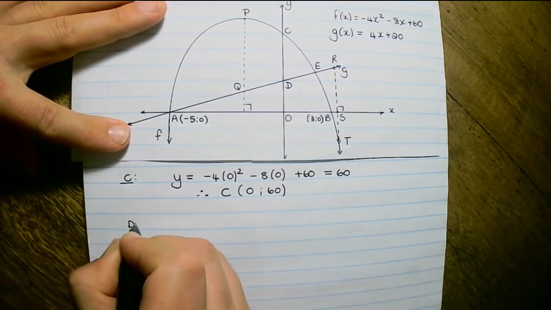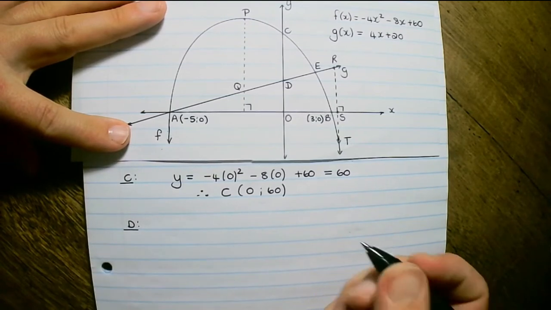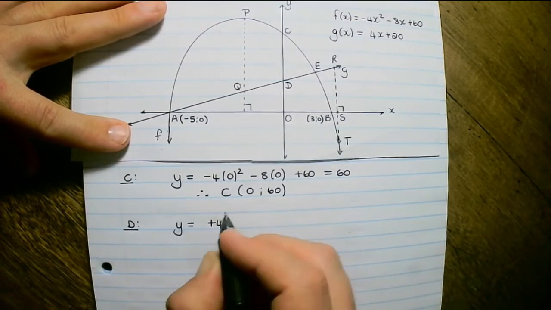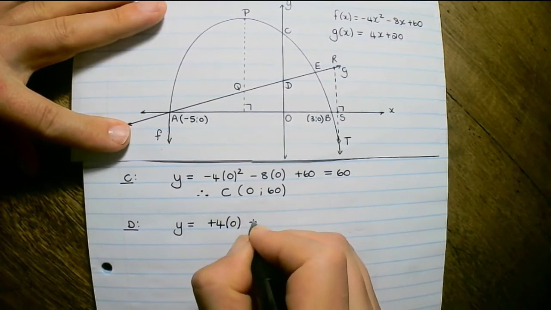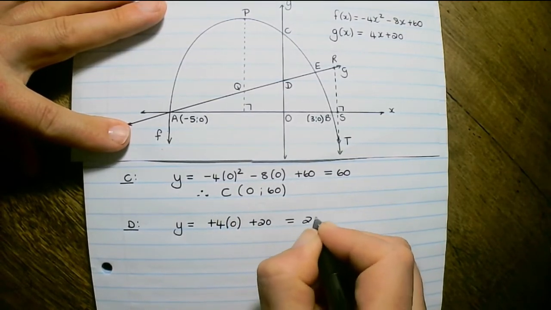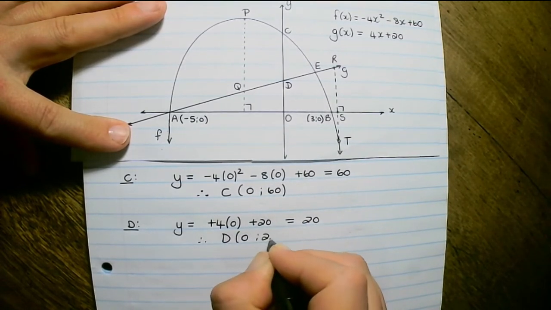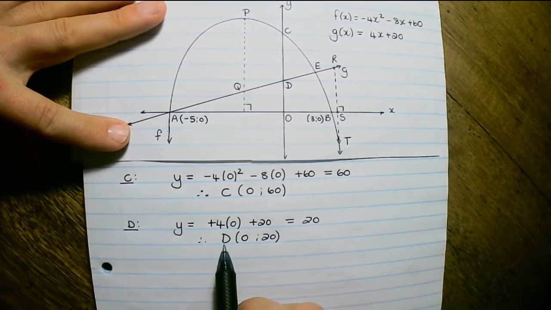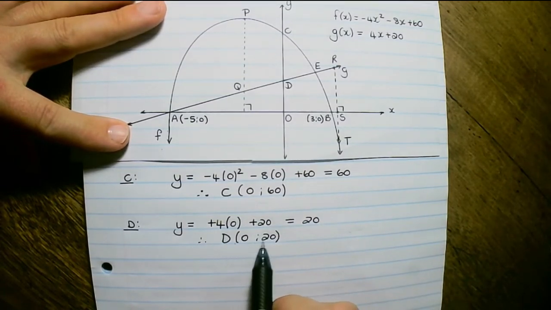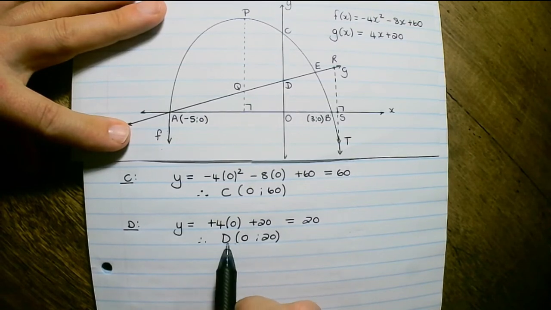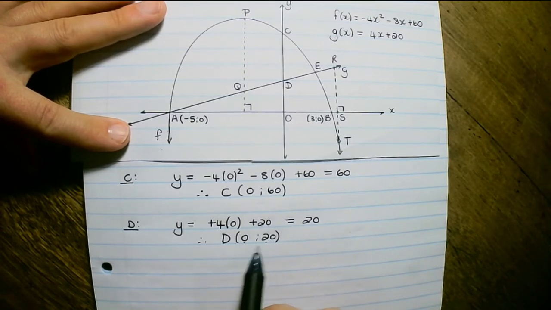And in the same way, I can find the coordinates of D. So y is equal to 4 times 0 plus 20, which is equal to 20. Therefore, D has x equal to 0 and y equal to 20. So these are the coordinates of D. We say coordinates even though it's one point, because it consists of two values, an x coordinate and a y coordinate. Notice also we don't say D is equal to, we put the bracket right next to the letter.